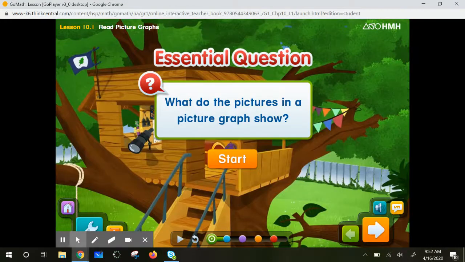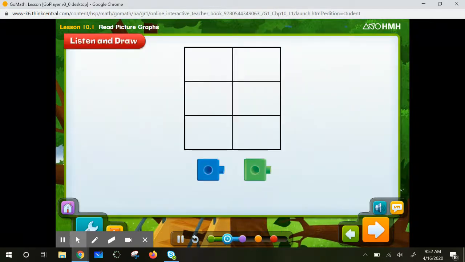What do the pictures in a picture graph show? Let's say we have two green cubes and three blue cubes. How many more blue cubes are there than green cubes? Use the first column for the blue cubes. Since there are three blue cubes, place one connecting cube in each box of the first column, one at a time.